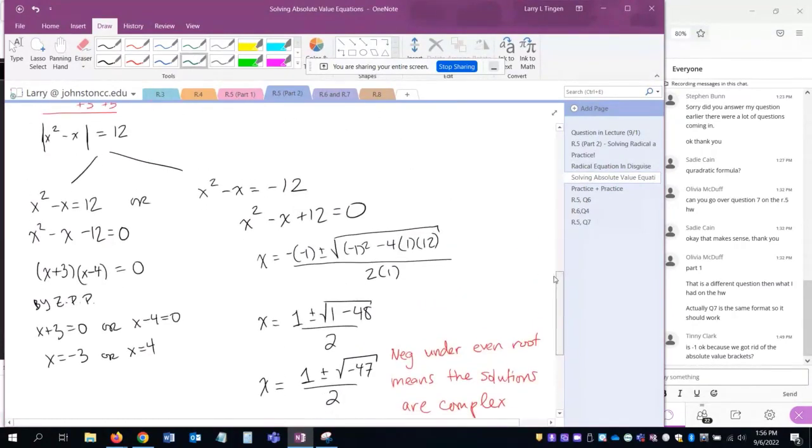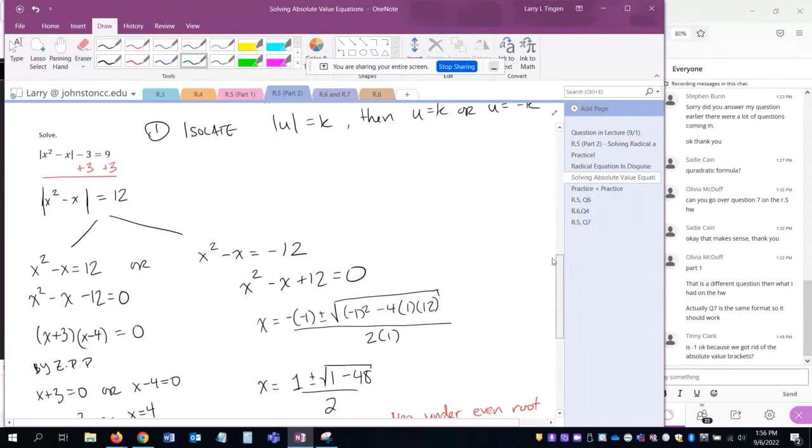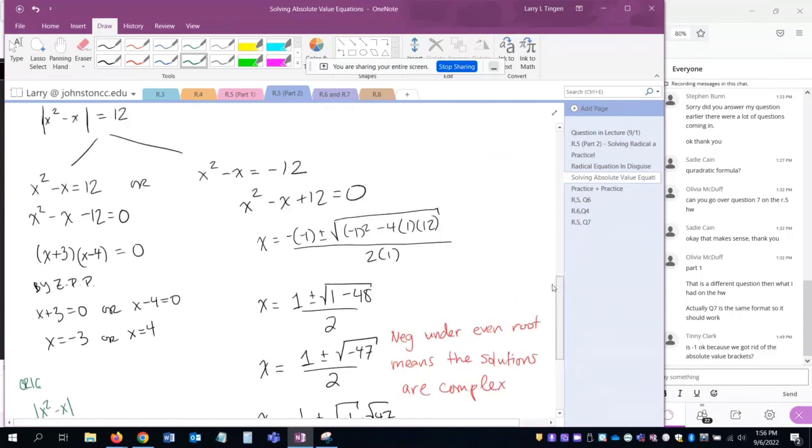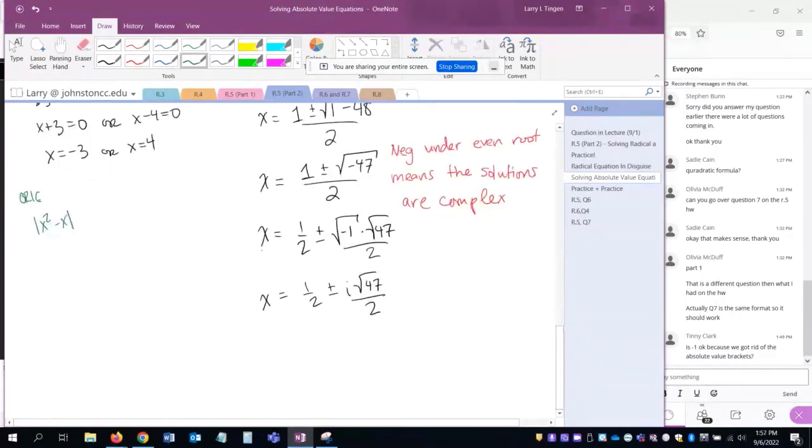Negative 3, positive 4. Let's take a look. So the original is absolute value of x squared minus x minus 3 is equal to 9. So let's check our real answers first. I'm going to ignore the complex solutions for a little while because we weren't directed to use complex solutions. And when that happens, we just say there are no real solutions.